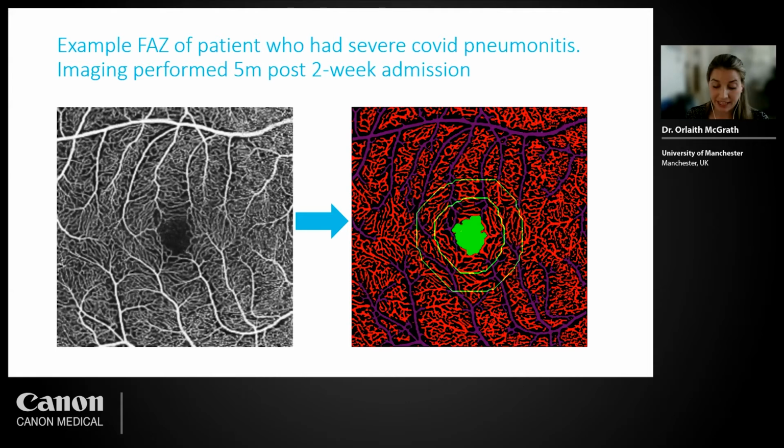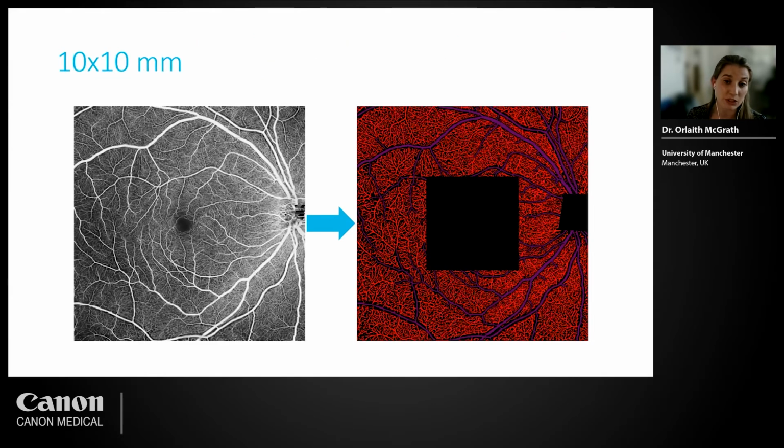So yeah, the code gives us an objective measure of vessel density and intensity. Some aspects of the code are similar to our previously published studies around diabetes, but some are unique to us in that we're analysing a larger area of the fundus. So we look at the 10 by 10 images, looking for any ischemic areas or any problems there.